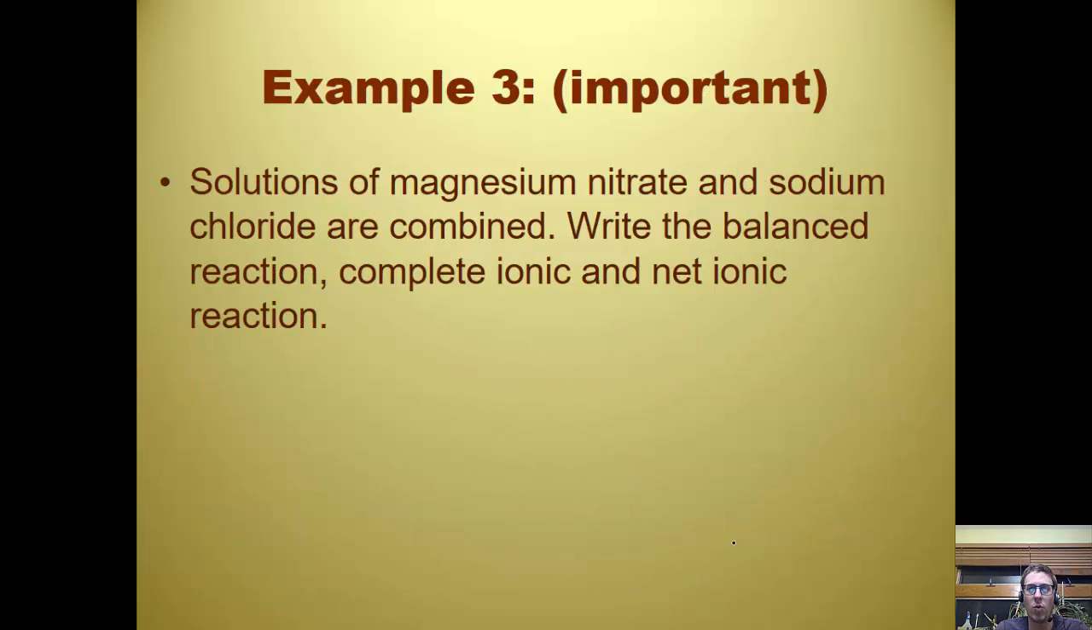All right, well, we have one more important example. And as a little bit of a hint, it's going to go much faster. So let's write it out. Solutions of magnesium nitrate and sodium chloride are combined. Write the balanced reaction, complete ionic, and net ionic reaction.